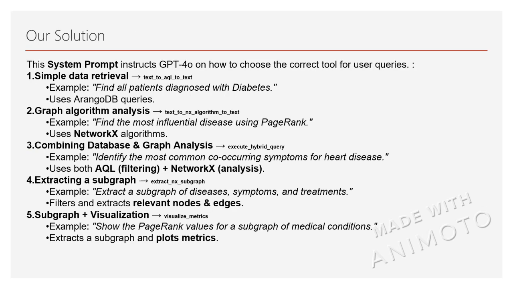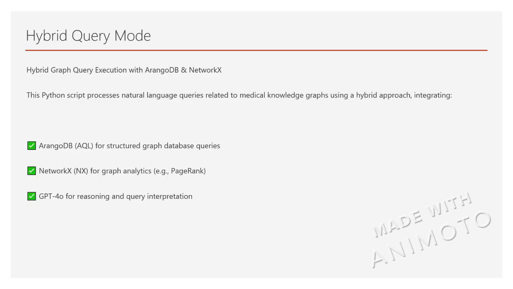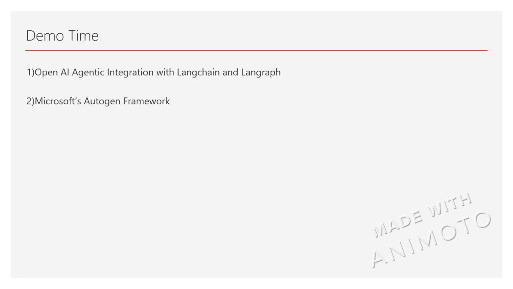So our solution consists of 5 different tools that we have combined together for the AI agentic approach. One is simple data retrieval, then graph algorithm analysis, then combining database and graph analysis, which is the hybrid query, and extracting a subgraph plus visualization. We have taken the approach of a hybrid query too, where ArangoDB is used for structural graph database queries, NetworkX for graph analytics, and GPT for reasoning and query interpretation.